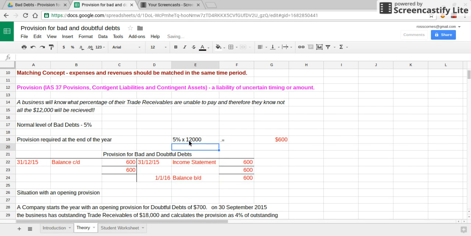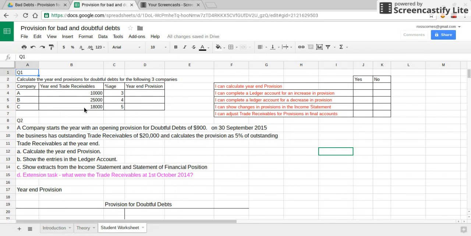So quite simple. What I want you to do is a quick first exercise. You've got some year-end trade receivables, and you just need to calculate what the year-end provisions are. It shouldn't take you very long, and then if you click pause and then jump back to the video when you've done those.